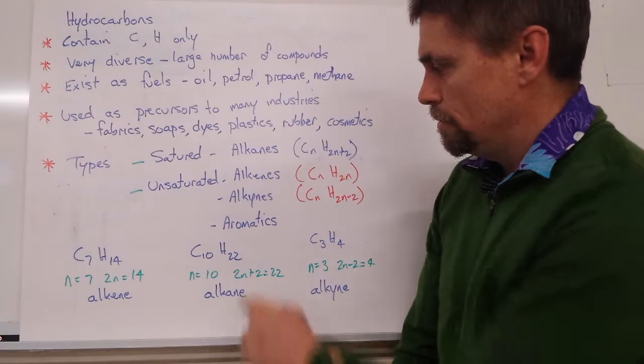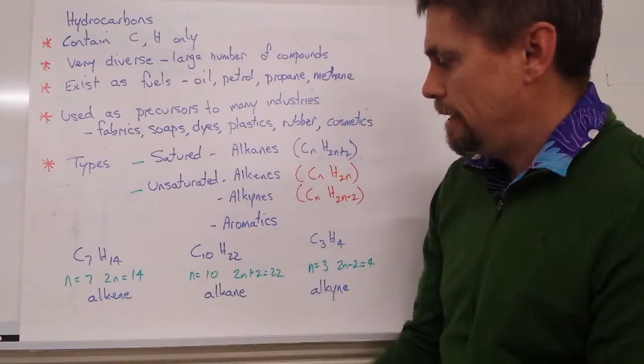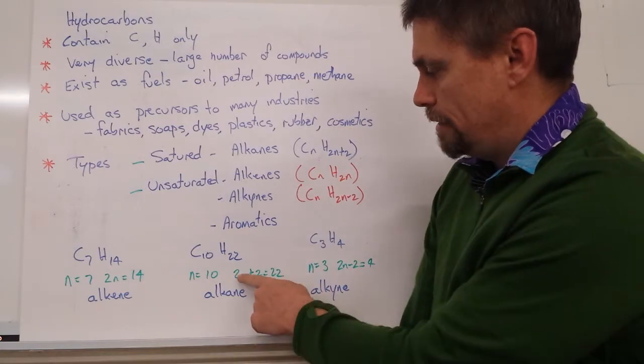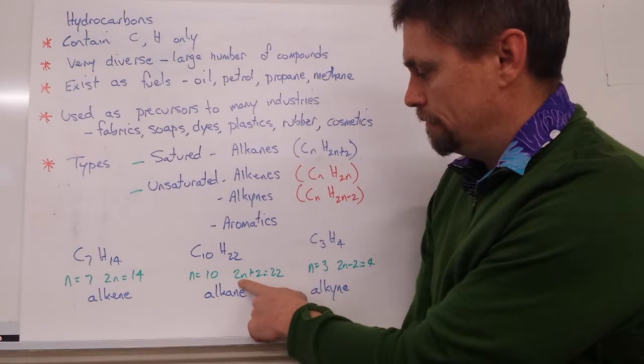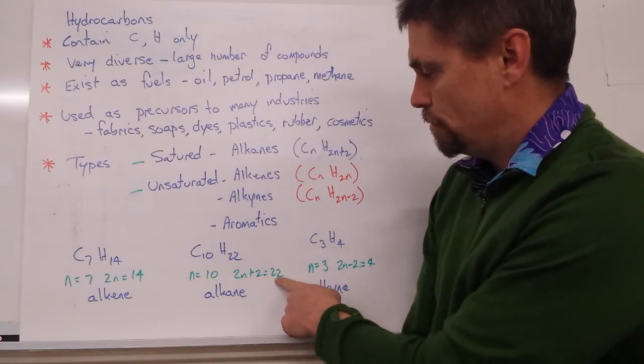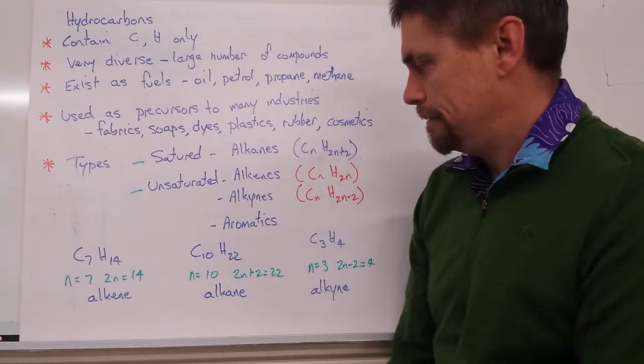Our second example, C10H22. We know that n equals 10. And we can also work out that 2n plus 2 gives us 22. 2 times 10 gives us the 20, plus the 2 is our 22. So this one is an example of an alkane.